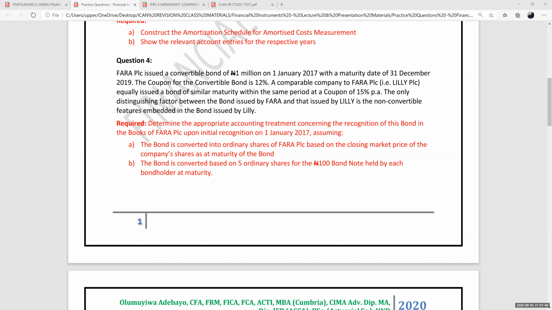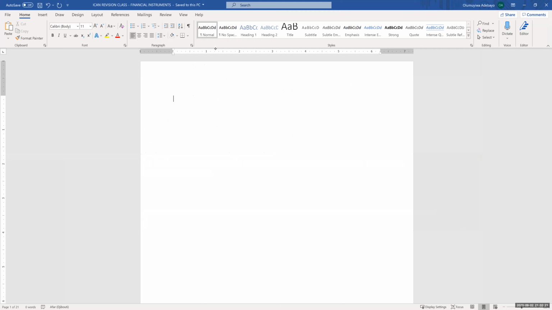I said the A part of the question simply means that the bond should not be split, because, like you said, for a convertible debt to be recognized as a compound instrument, it must have the conversion rate as at the beginning of the contract. So I think that for A, it should be a financial liability rather than separating between equity and liability components. Okay, thank you.